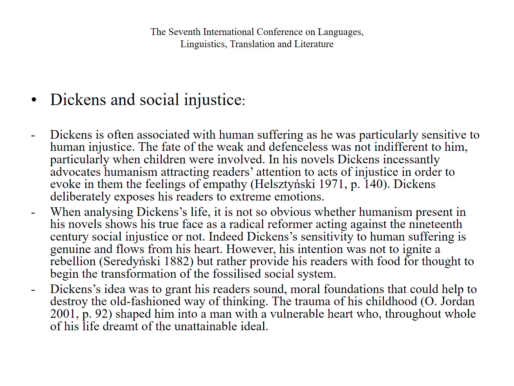When analyzing Dickens's life, it's not so obvious whether he was a radical reformer or not. It's obvious that Dickens's sensitivity flows from his heart and is genuine. However, his intention was not to ignite a rebellion, but rather to provide his readers with ideas to begin the transformation of the fossilized social system.